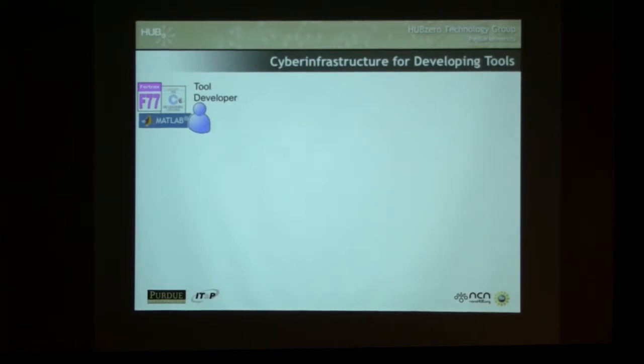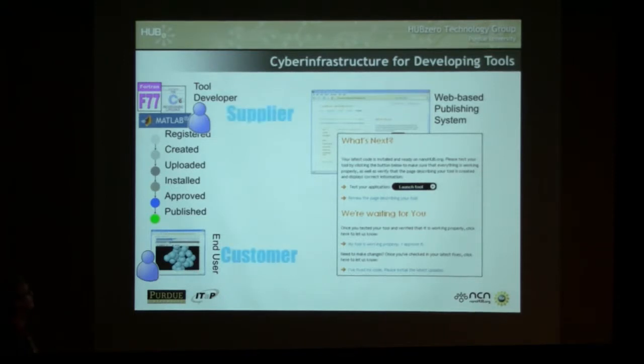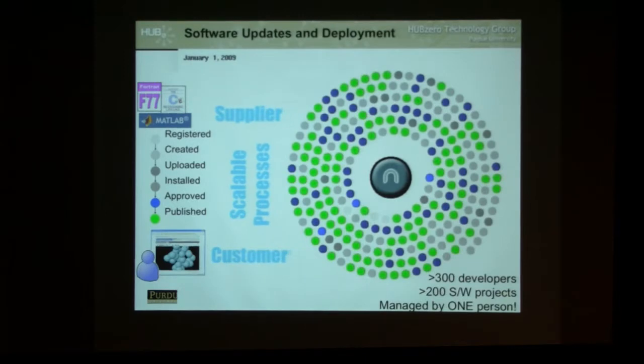The way that it's done is what I meant by this infrastructure, the web-based infrastructure where we can connect tool developers to end users. And that's a staged process where a tool gets registered, then created, uploaded, installed, and approved and published. And you can think of that again as connecting customers to suppliers through a web-based publishing system. So there are no more emails flying back and forth between the developer and the core person that sits here on the infrastructure side, but it's regulated in a well-defined process flow that is scalable. And I want to show you that it's scalable.